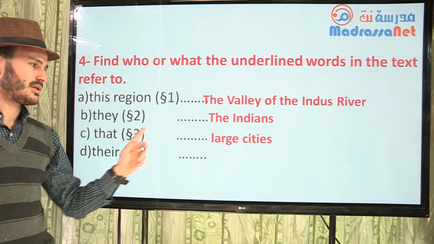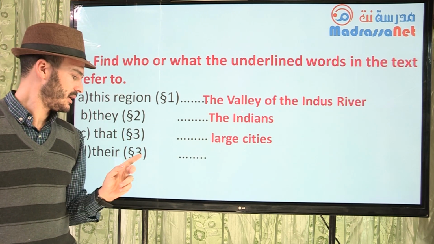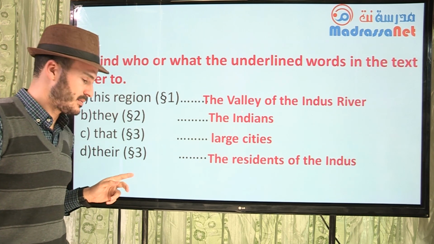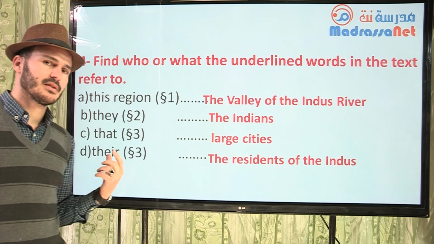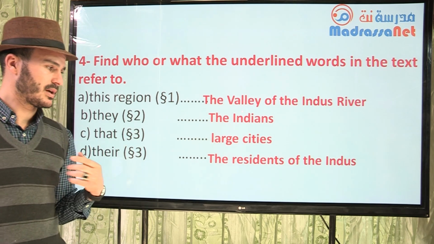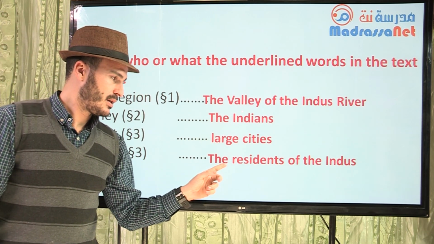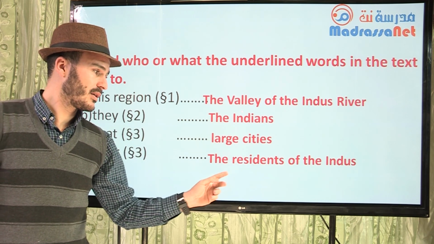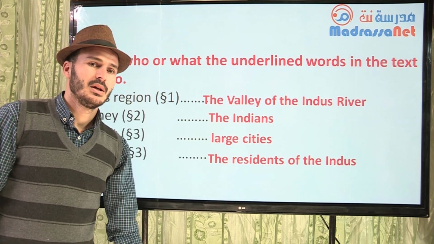That refers to large cities in paragraph 3. And finally, there, which is a possessive adjective, there, like my, your, his, etc. They refer to the residents, the people living in that area, the residents of the Indus.